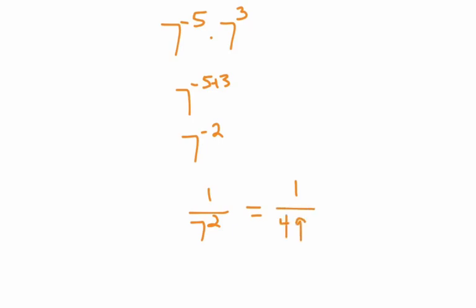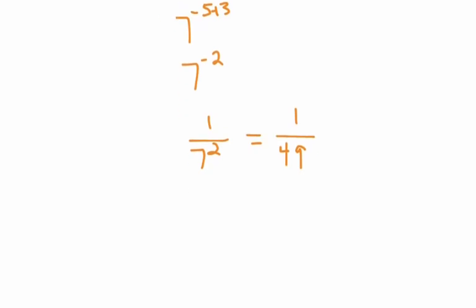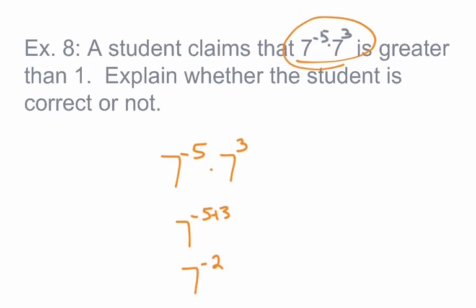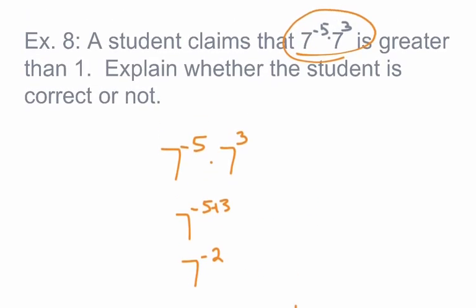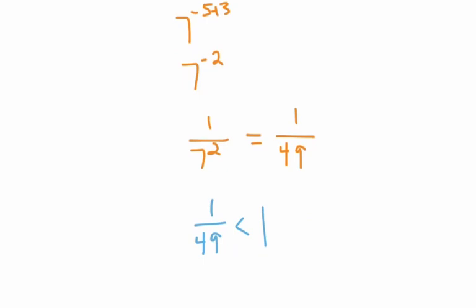So the question we have to ask ourselves is 1 over 49, is that greater than, less than, or equal to the number 1? Okay, so 1 over 49, we should know that that is less than the number 1. Therefore, the question up here, explain whether the student is correct or not, our answer would say that the student is incorrect because 1 over 49 is less than 1.